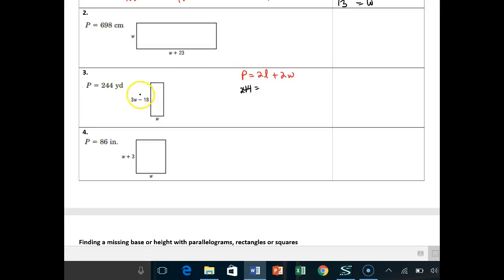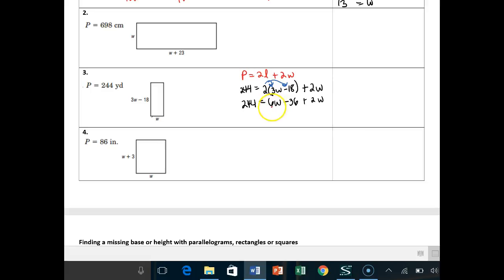You know your length, it tells you right here, is 3W minus 18. You can easily say your length was W as well, it doesn't matter. So 2 times 3W minus 18 plus 2 times what's your width? Well, your width in this case is just 2W again. If that were X, that'd be 2X, right? So we use our distributive property here, and we get 244 is equal to 6W minus 36 plus 2W.